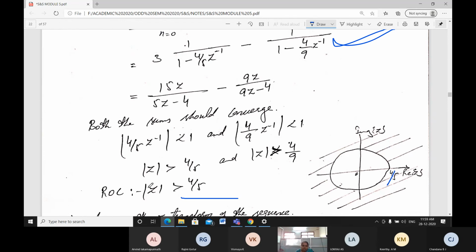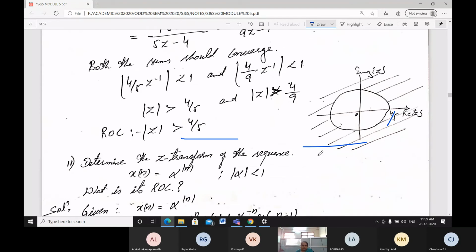And our region of convergence, that is z, is going to exist for the greater value. For that reason, outside the circle it is going to exist. This is what the equation gives.